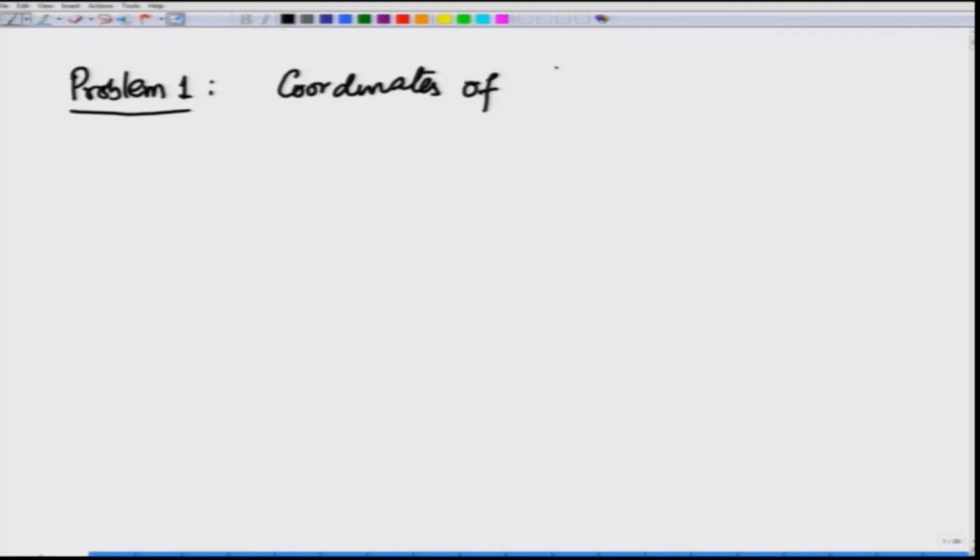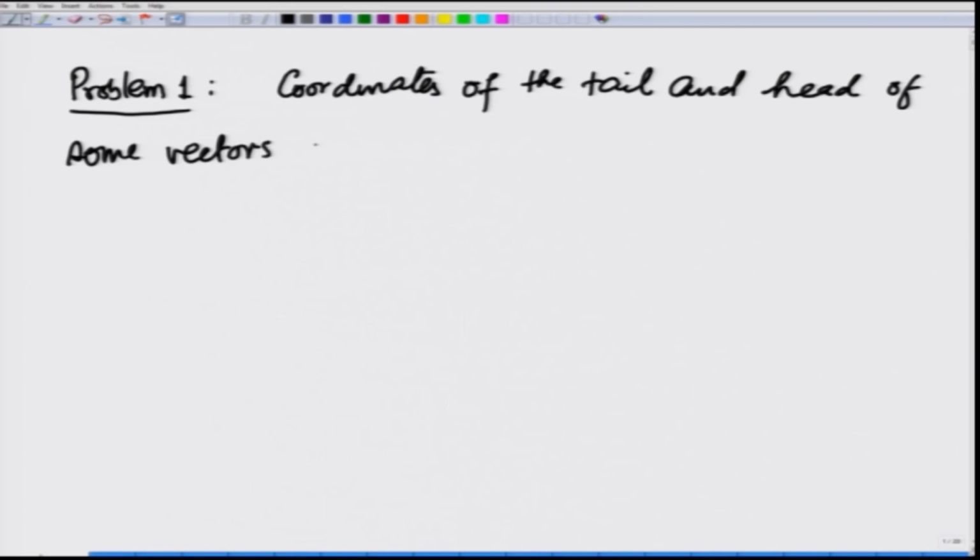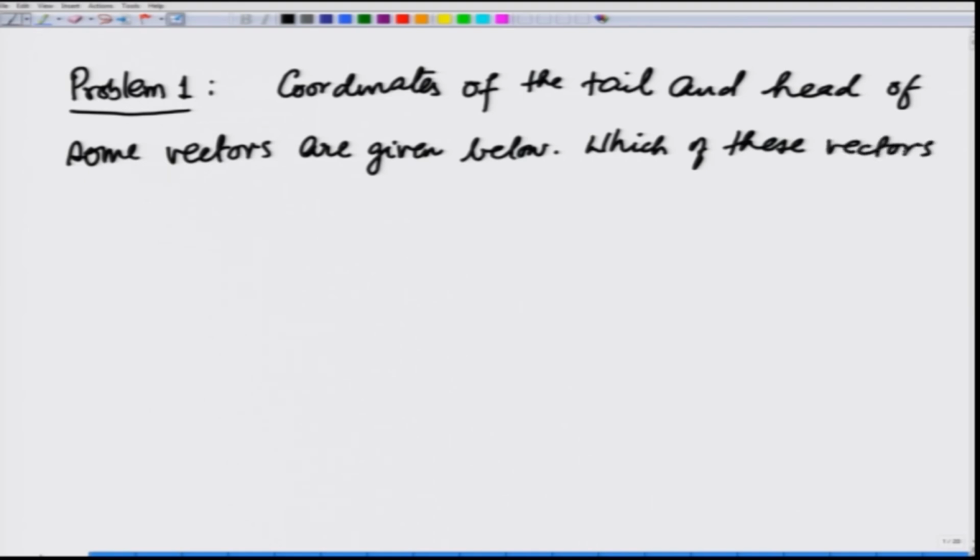Coordinates of the tail and head of some vectors are given below. Which of these vectors are equal?